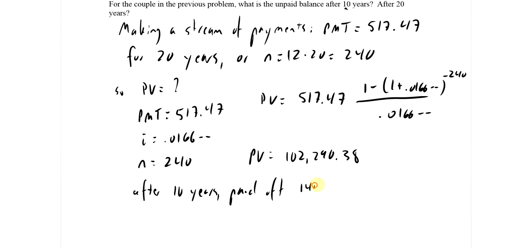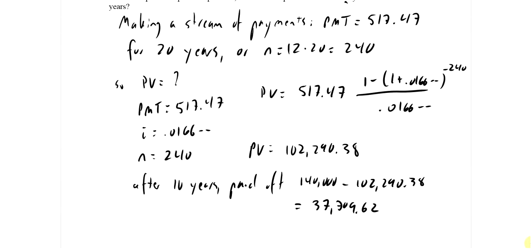Right? $140,000 is how much it was. They've paid off, they have this much left to pay off, and so how much is the total? $37,709.62. Note that a third of 140,000 is about 45,000, 46,000. So a third of the way through the mortgage, they've paid off less than a third of the mortgage, right? The first third of any kind of loan that you're paying back is mostly interest, and it's only towards the end of the loan that you start building up more equity.